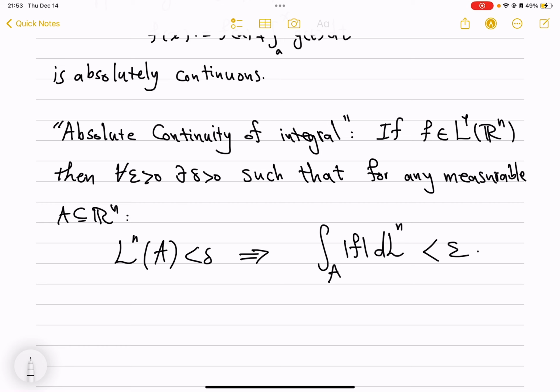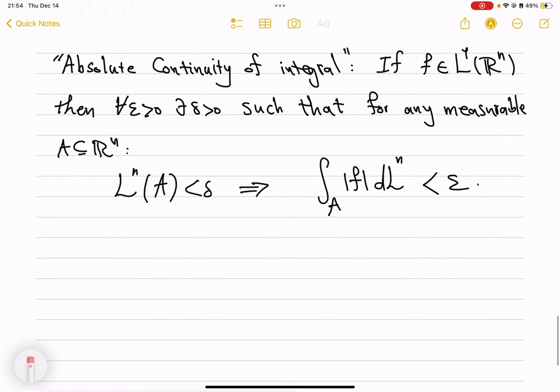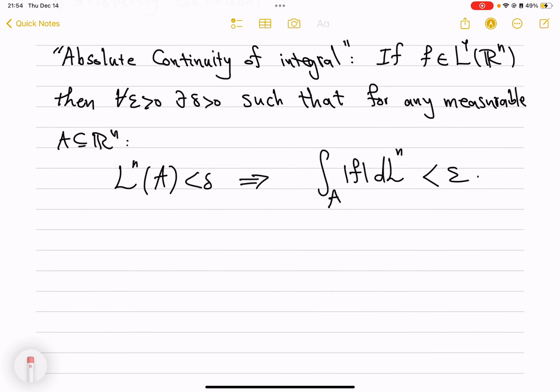So this is saying that if you integrate over a small set, then definitely the integral will be small. This is an obvious claim if f is a bounded function, because in that case this integral will be less than or equal to the supremum of f times the measure of A. So if we make A small, then this becomes small. However, the interesting case is when f is actually unbounded. We know that unbounded functions can nevertheless be integrable. They can blow up, but still be integrable on Rn.